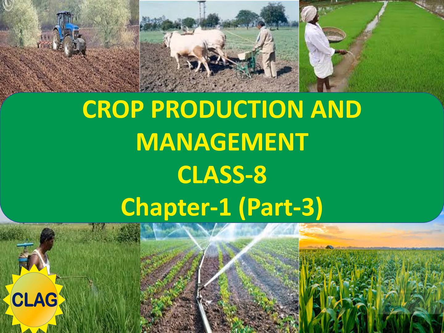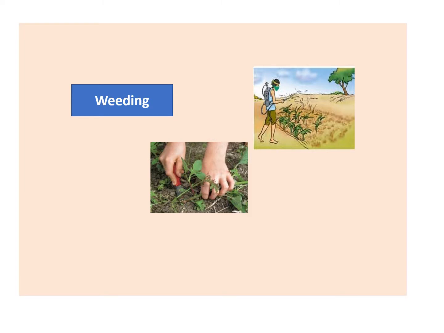So today we will learn about crop production and management, which is chapter 1 of your class 8, and this is part 3 of the chapter. The link of the first and the second part have been given in the description box. So students, till now we have learned about irrigation, which is the fourth step of the crop cultivation activities. Now the next step is weeding.